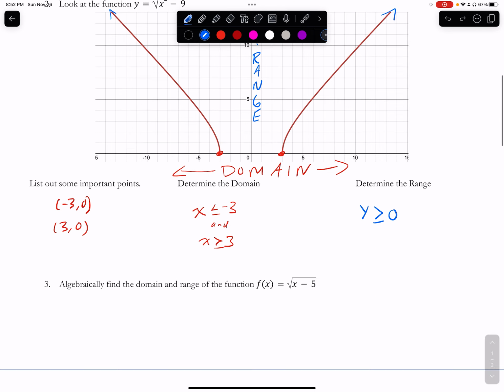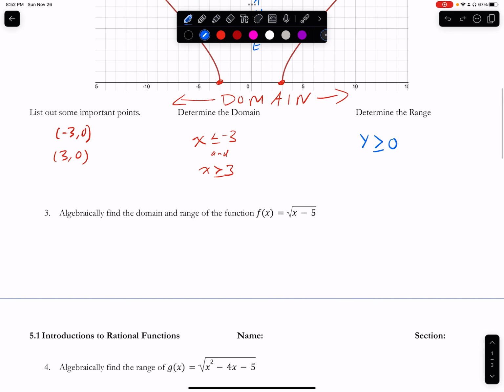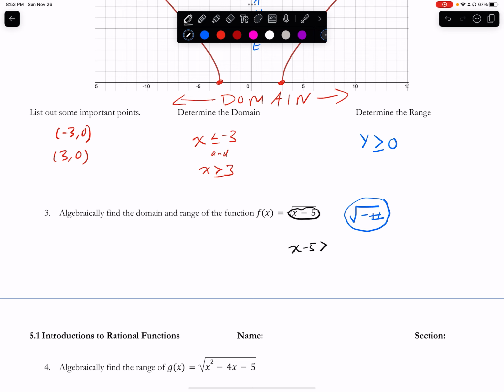Okay, now we're going to take a look at the algebra behind finding the domain and range. So if I take a look at this, what we've noticed here is underneath this radical is a simple expression. It's x minus 5. So what we need to think about is we can't take the square root of a negative number and get a real solution. So this can't happen. All right, so what we can do here is take this x minus 5 and write an equation and say, well, x minus 5 has got to be greater than or equal to 0.